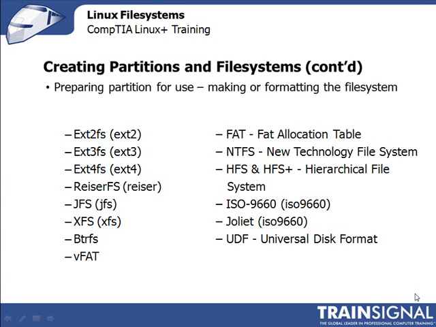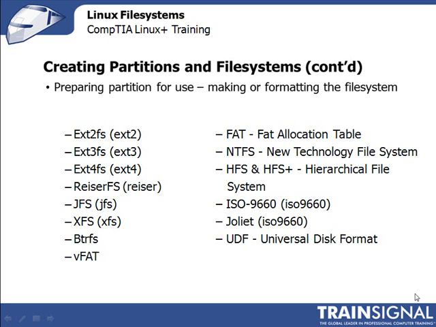When you prepare a partition for use, it's referred to as making or formatting the file system. And there are several file systems to choose from. The first is ext2fs, also known as ext2, and the extended file system was popular during the 90s, but nowadays the second extended file system is used mostly for small boot partitions or small removable disks. ext3fs, or ext3, is simply ext2 with journaling added. This allows for quicker recovery from system crashes.